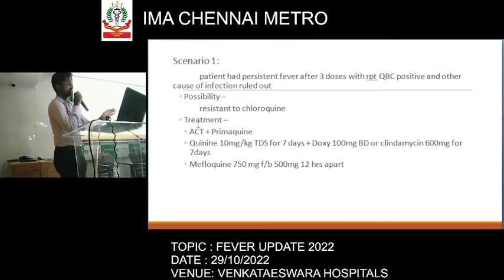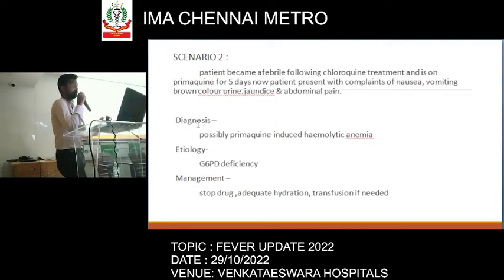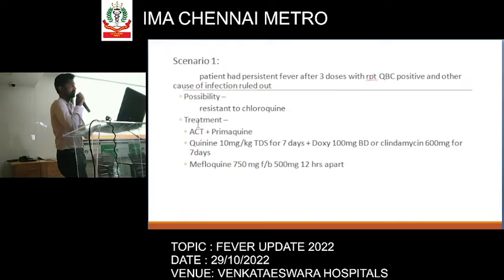Considering the same patient, after we have started him on chloroquine and we are giving him primaquine also, the patient had persistent fever after 72 hours, that is after completing the 3 doses of chloroquine, and the repeat QBC is also positive. And we have ruled out all other sorts of infections. Dengue, which is a common co-infection in this patient, has been ruled out. So, what can be the possibilities in this scenario? Resistance. Possibly it is due to resistance to chloroquine.